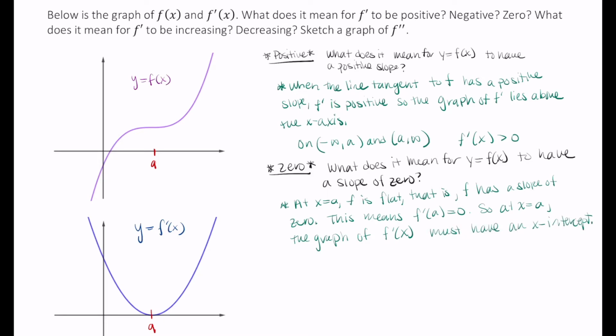So here in green, I just wrote a sentence that reiterates the point that was just made. At x equals a, f is flat. So that means f has a slope of 0. This means that the first derivative, f prime evaluated at a, has to equal 0. So at x equals a, the graph of f prime of x must have an x-intercept, which visually we see here.